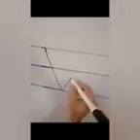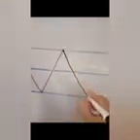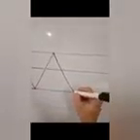W, capital W. Start from the top and draw a slanting line down to the right, then up to the top. Now make a slanting line downward and then a slanting line up to the top.